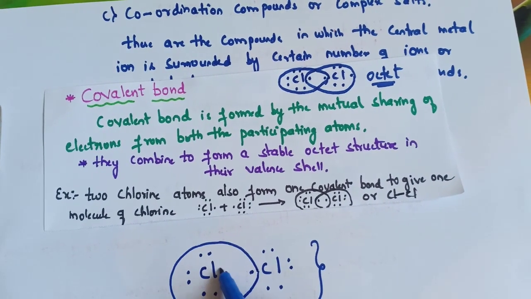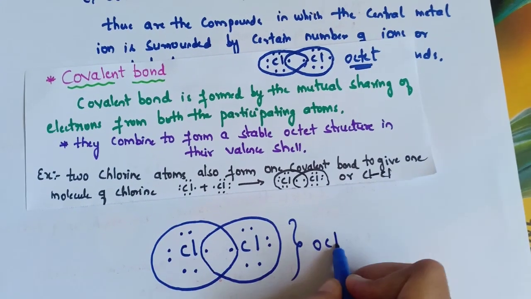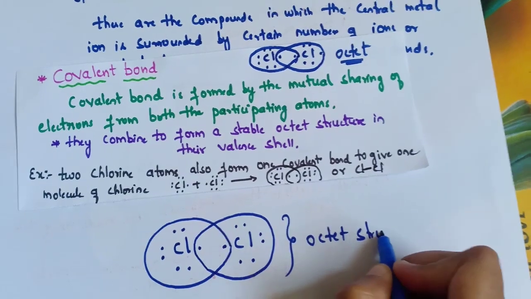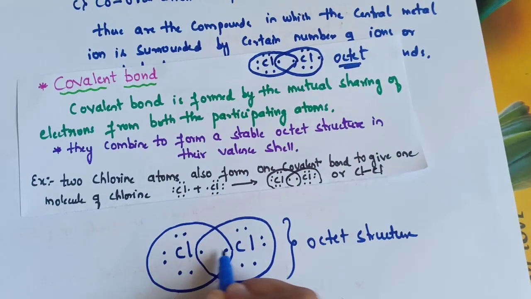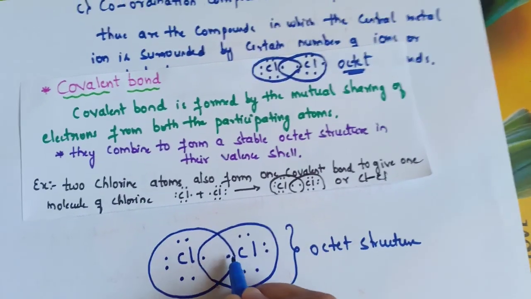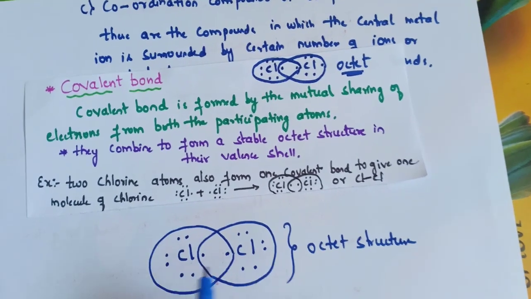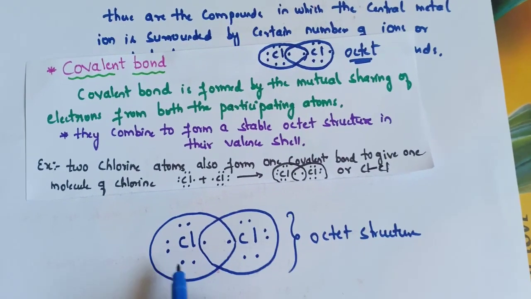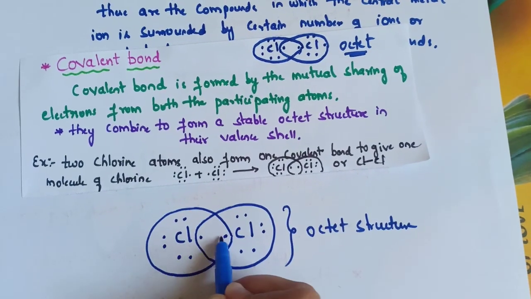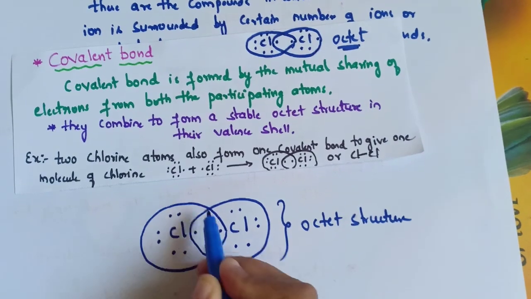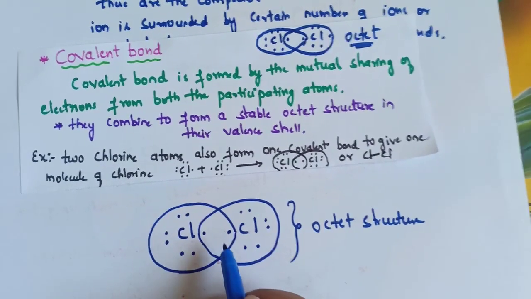It will combine here to form 8 electrons. Now it has gained its octet structure. See 1, 2, 3, 4, 5, 6, 7, 8 and 1, 2, 3, 4, 5, 6, 7, 8. It is a mutual sharing of electrons between both the participating atoms. Here the participating atoms are Cl and Cl. Here to form one covalent bond, it should share one electron each. Both these two should share one electron each.